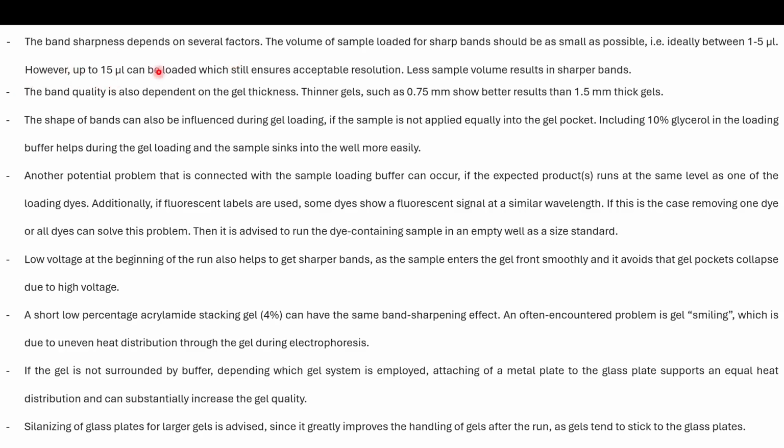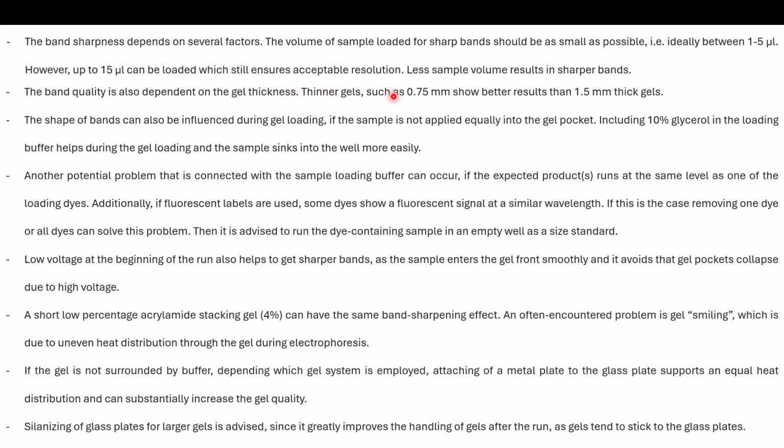However, up to 15 microliters can be loaded, which still ensures acceptable resolution. Less sample volume results in sharper bands, right? Because it will be stacking at a particular level, and then the starting point, or the running front, will be the same for all the sample wells. The band quality is also dependent on the gel thickness.